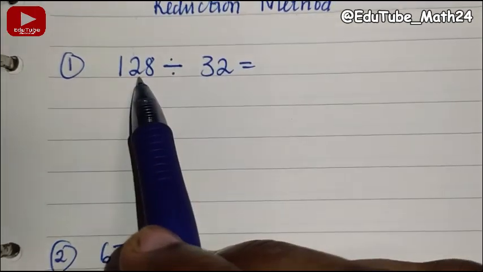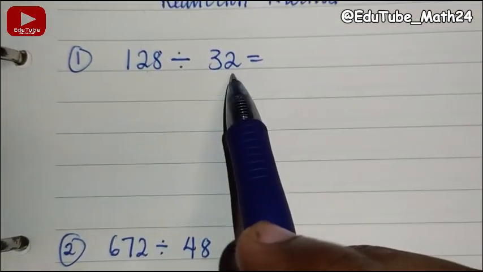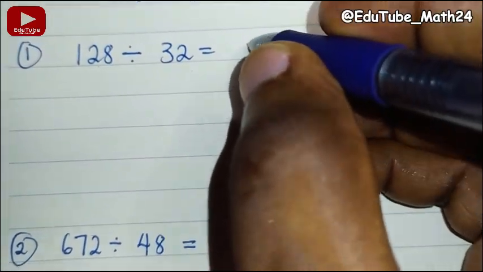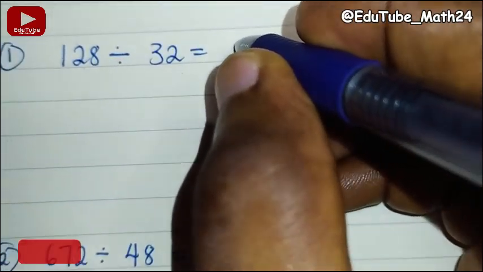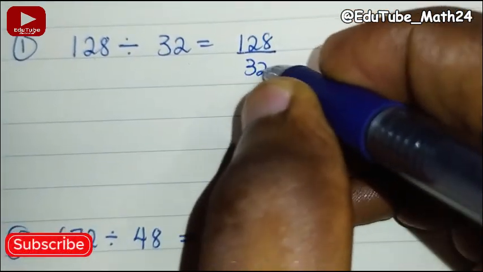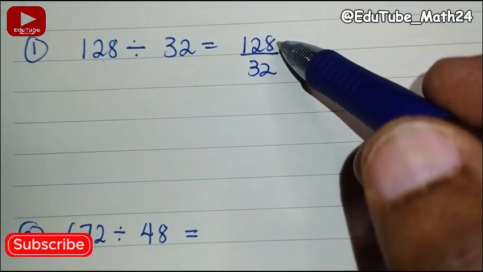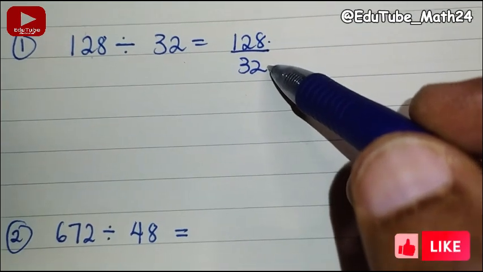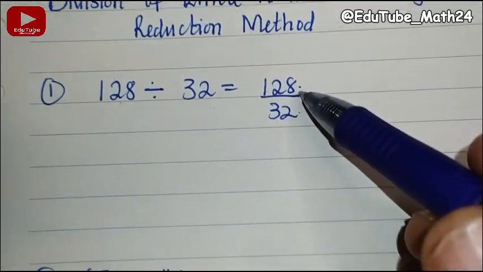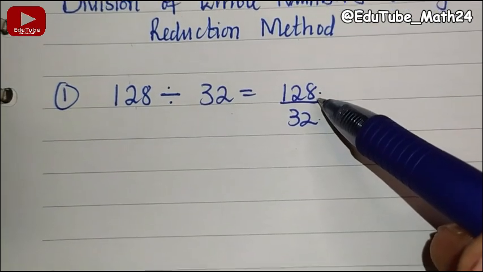So to divide 128 by 32 using reduction method, we basically just rewrite the number as a fraction. So that means we'll write 128 over 32, making 128 the numerator and making 32 the denominator. So now I have expressed the two numbers as a fraction, so it's time to reduce them.